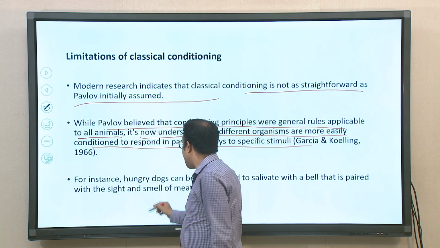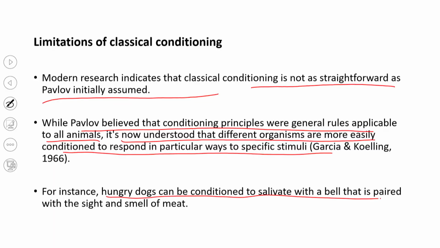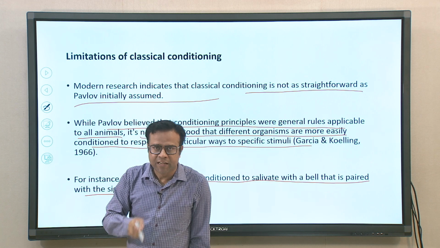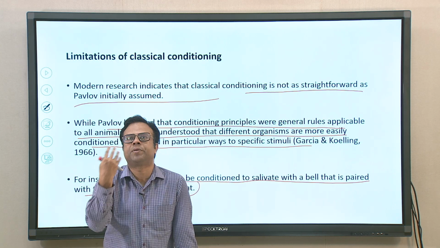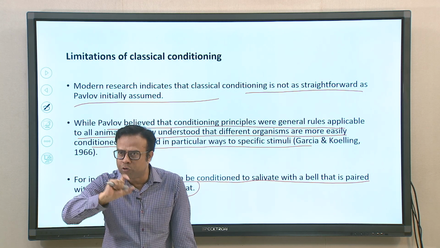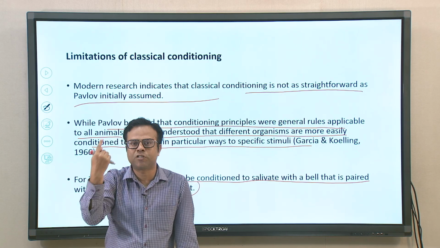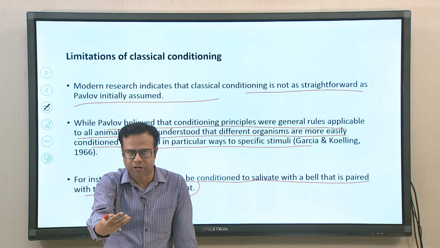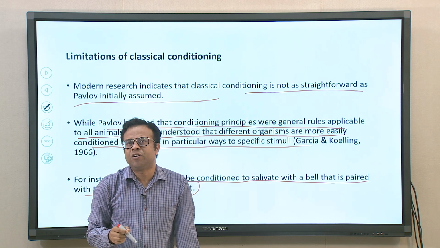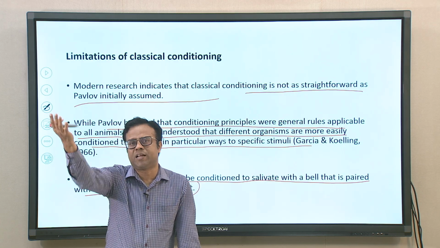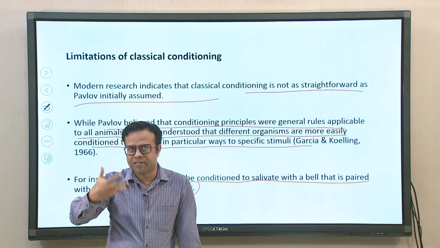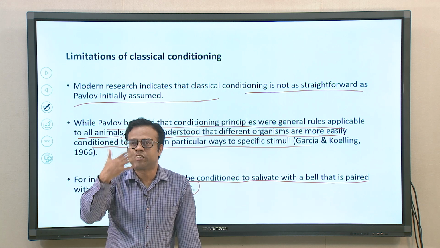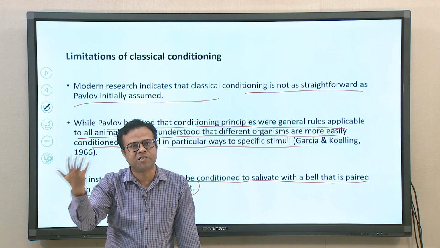For instance, hungry dogs can be conditioned to salivate to a bell that is paired with the sight and smell of meat. If a dog is hungry, conditioning with food and other stimuli is much easier, because the dog has a certain condition present within that makes it easily connect things, simply because it is hungry. So, food will have a stronger impact on it. If you associate a hungry dog with something else in place of food, it will probably not be that effective. So, there are certain limitations. Depending on what condition the animal has within itself and what its preferences are, the conditioning can be easier or more difficult.